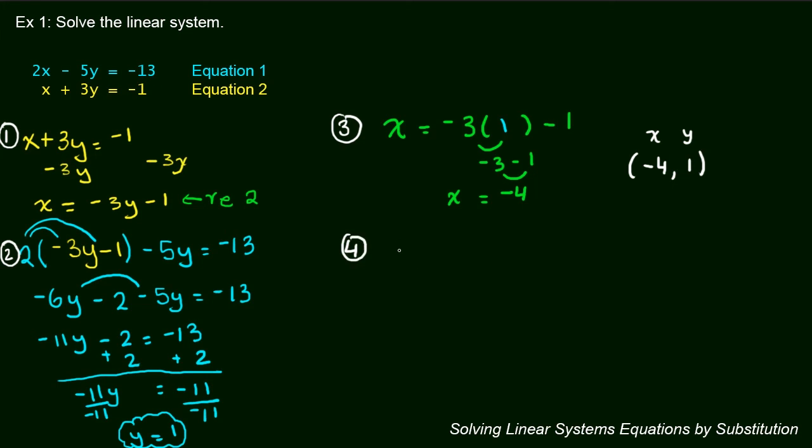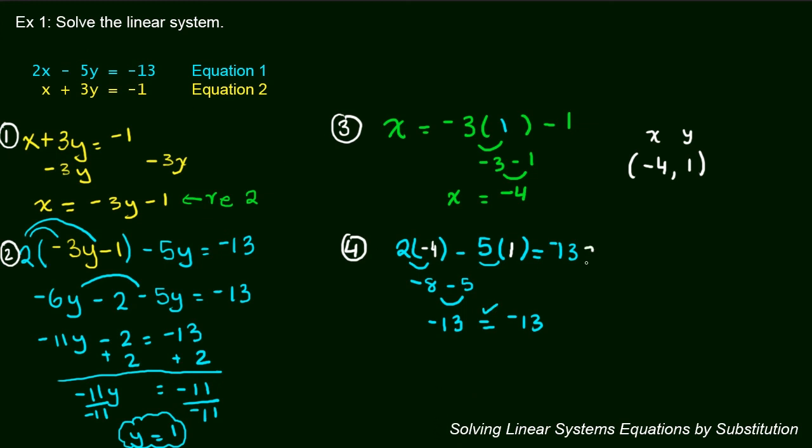Start with the first equation. 2 times negative 4 minus 5 times 1. Is that equal to negative 13? 2 times negative 4 is negative 8. Negative 5 times 1 is negative 5. They're the same sign, so I'm going to add and keep. Gives me a negative 13, which is equal to a negative 13, so it checks in the first equation.